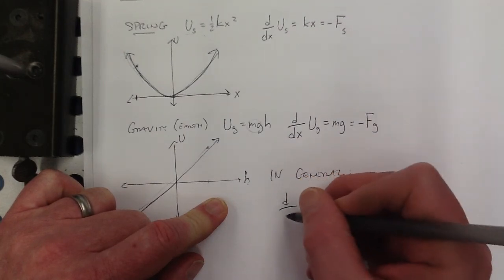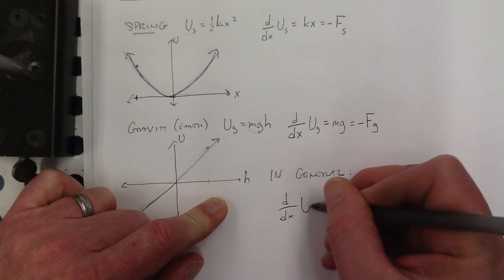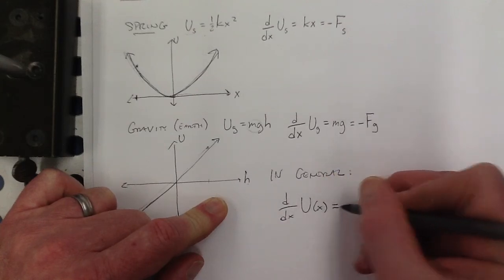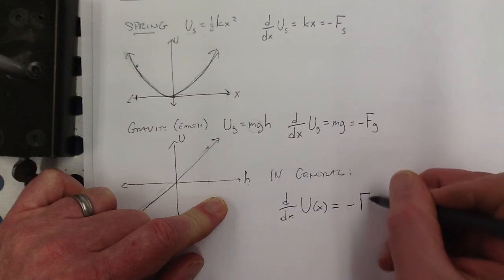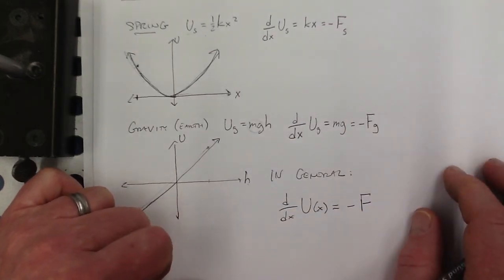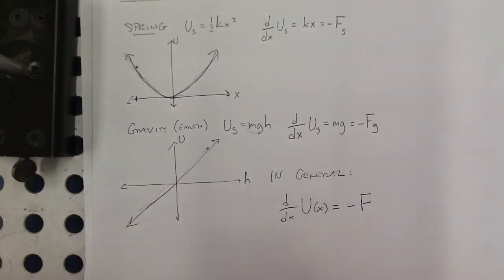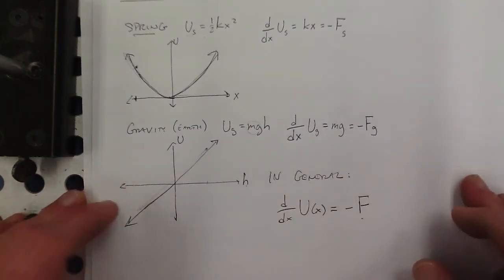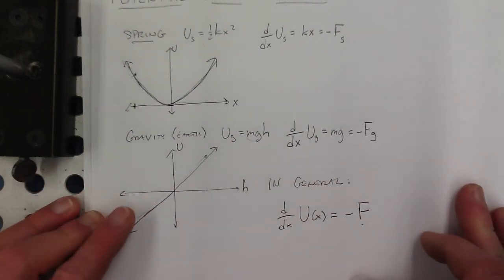So in general, the derivative of a potential energy function that's given as a function of position is equal to the opposite of the force associated with that potential energy. Cool. So that's the thing, and of course if you know force, then you can get to acceleration, you can figure out other stuff too.